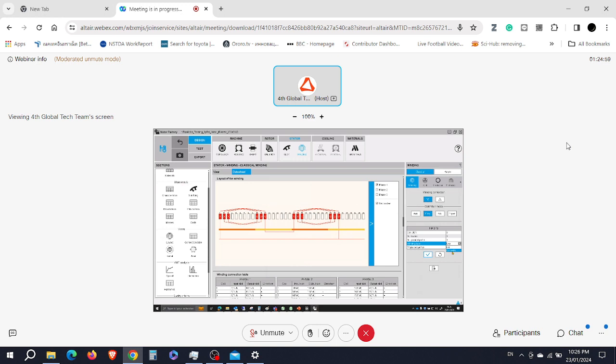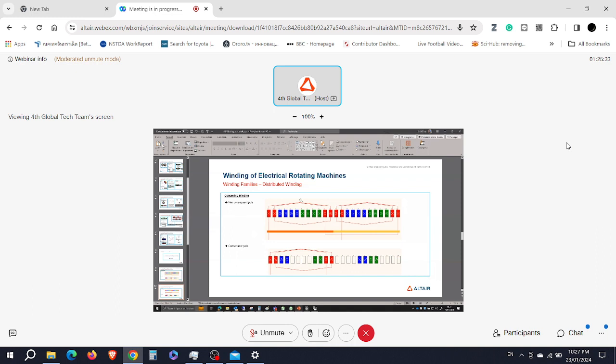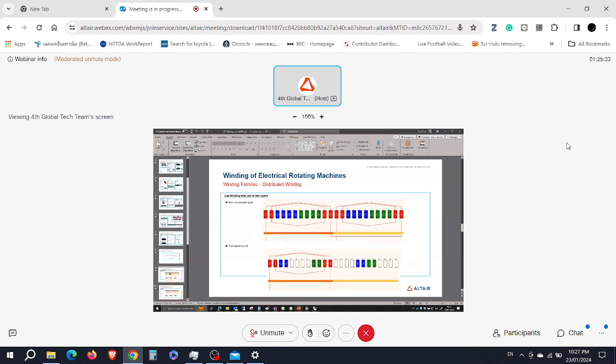Okay. So here we have lap winding. As you can see, the lap winding is, so I go from 1 to 11, come back to 2, and then go back to 12, right? Whereas the concentric winding, I will go from 1 to 12, then I come back to 2 and come back to 11, right? So this is easy to understand.